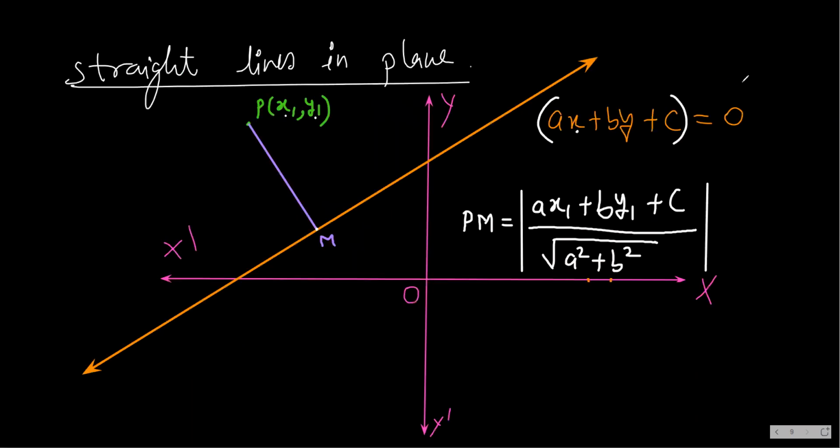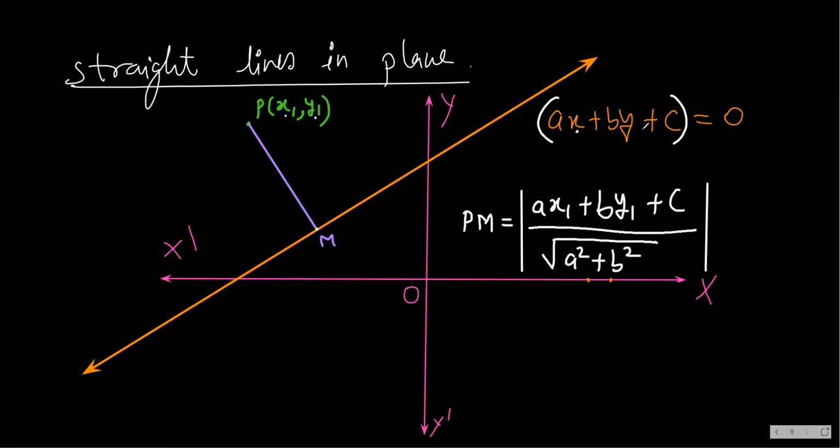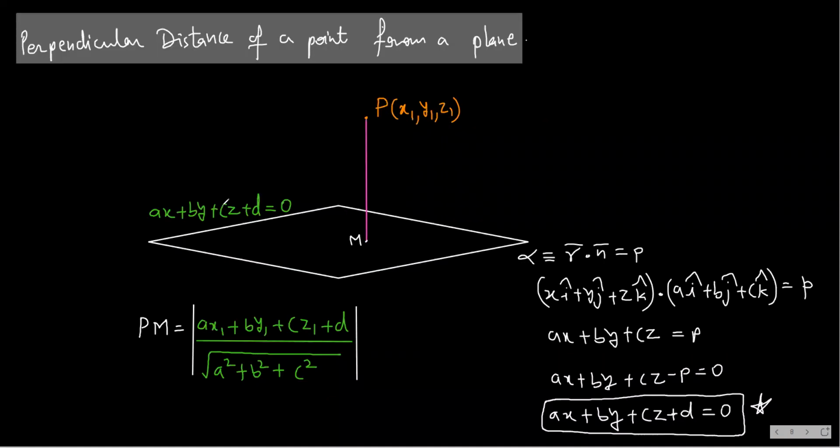Exactly what you had done in 11th standard. For the line you have ax plus by plus c equals to 0 because there is no z orientation. For the plane you have ax plus by plus cz plus d equals to 0. I hope it's clear to you, students. Please write it down.